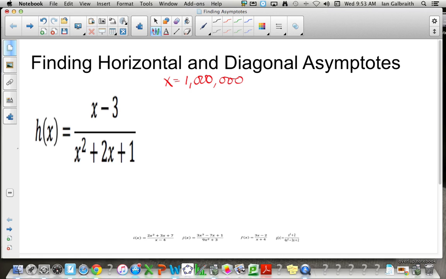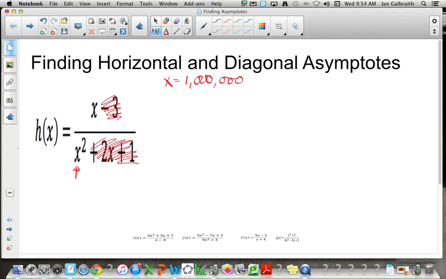So if I put 1,000,000, what's the difference between 1,000,000 in the numerator now? What's the difference between 1,000,000 and 1,000,000 take away 3? Not a big deal. That 3 is pretty insignificant compared to 1,000,000. On the bottom, we've got 1,000,000 squared. That's again a trillion. So a trillion plus 2,000,000, not a big deal. A trillion is such a gigantic number that even changing it by 2,000,000 is not a big deal. So this is insignificant.